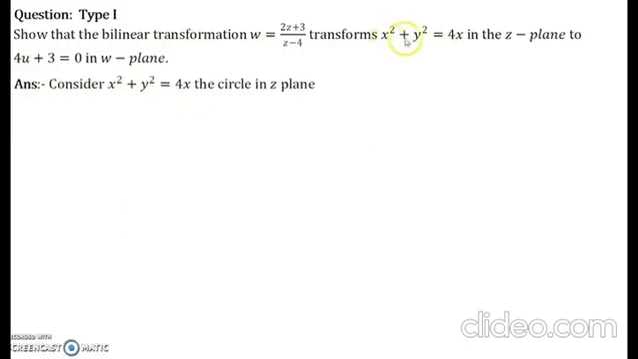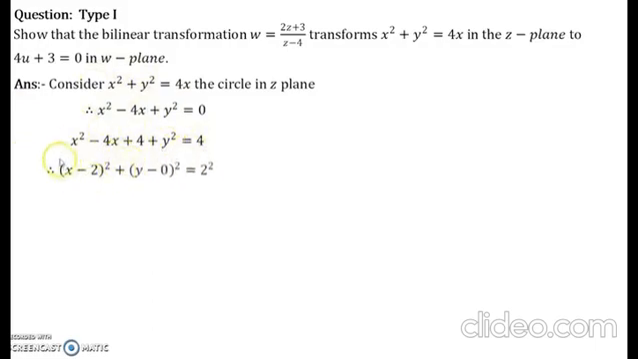Consider x square plus y square is equal to 4x, the circle in the z plane. So now we want to make this a circle equation of the form x minus a the whole square plus y minus b the whole square is equal to r square. For that I am rearranging this equation into an easier form: x square minus 4x plus y square is equal to 0. For that, I am just adding and subtracting 4, and the subtracted 4 goes to the right hand side. Now I am going to make it perfect squares: x minus 2 the whole square plus y minus 0 the whole square is equal to 2 square.